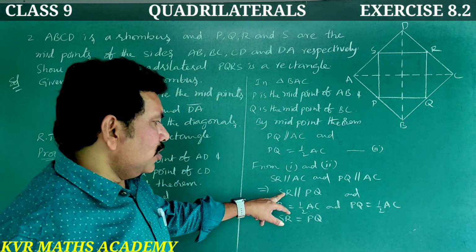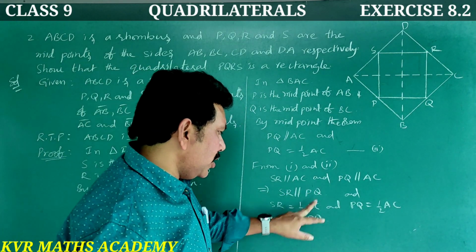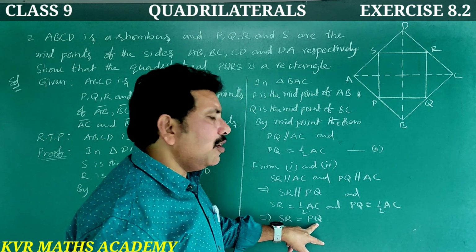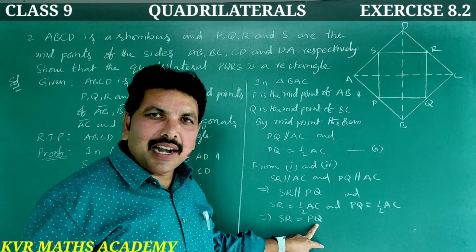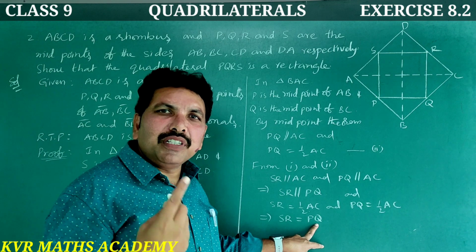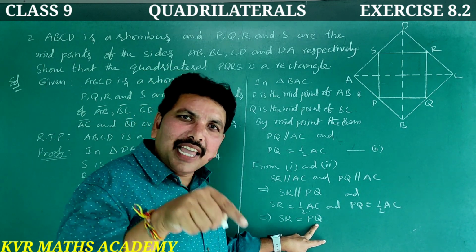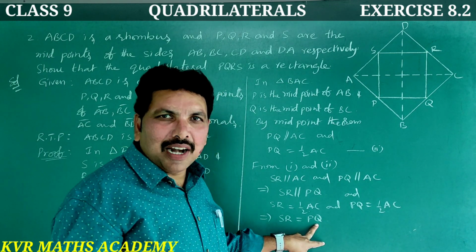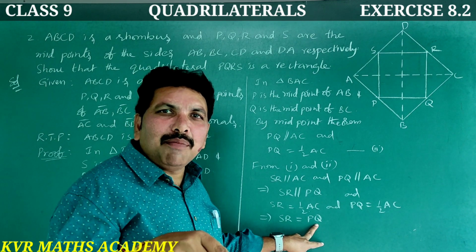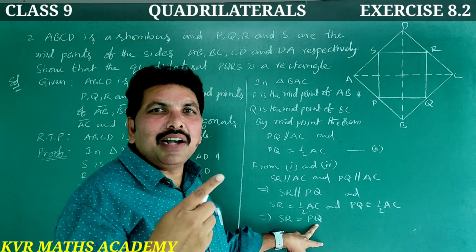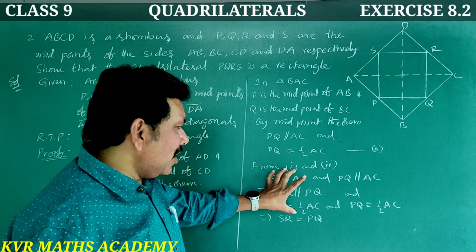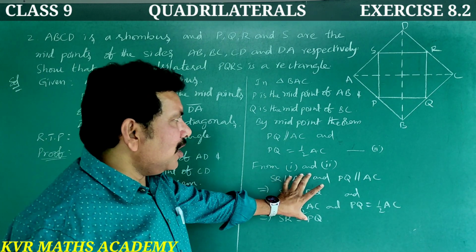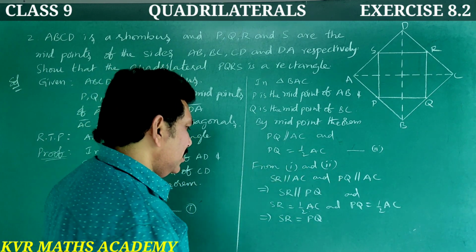Right? Here, SR is parallel to PQ, and SR is equal to PQ. A quadrilateral in which one pair of opposite sides are parallel and equal is called a parallelogram. A parallelogram in which one angle is 90 degrees is called a rectangle. First we proved it is a parallelogram, and from the parallelogram we have to prove it is a rectangle.